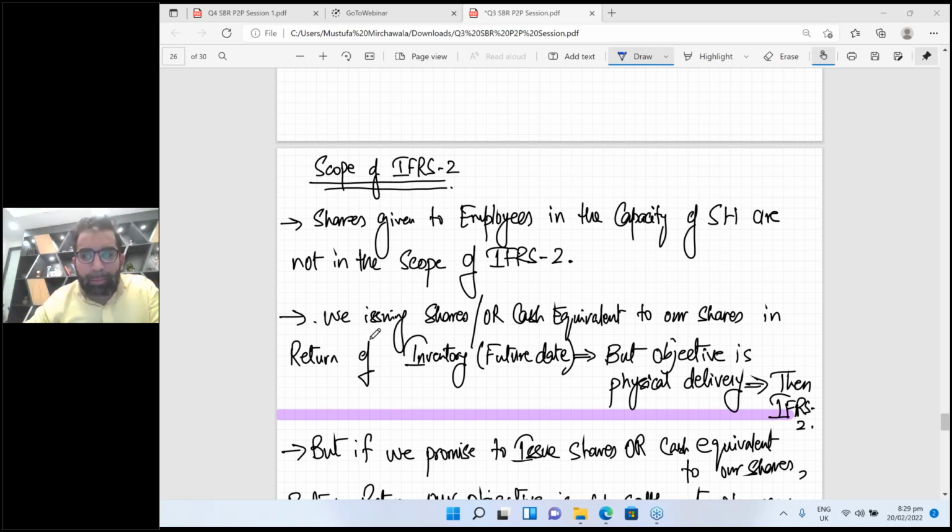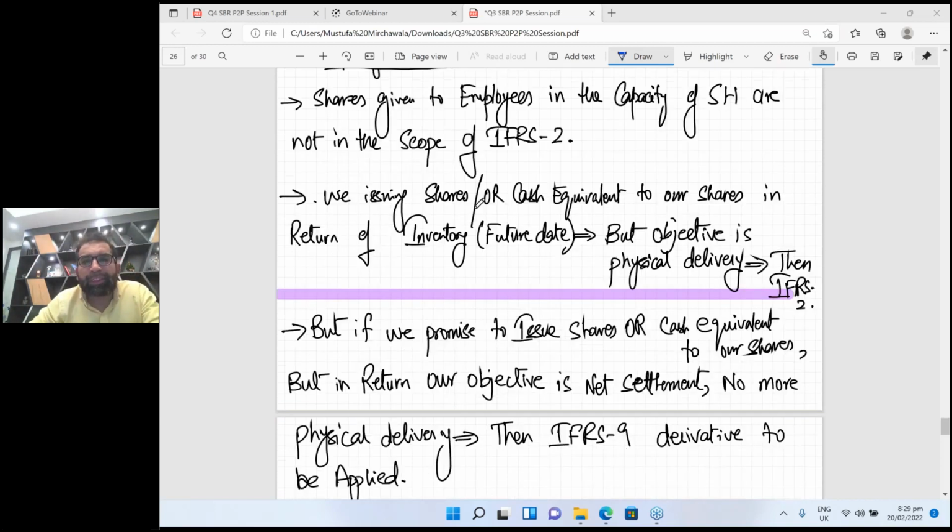Now, one more thing, listen. We are issuing shares or cash equivalent to our shares. IFRS 2 is not always equity settled. It may be cash settled. Students, make up your mind: IFRS 2 does not deal only with equity settled, but it also deals with cash settled. Now read the line. Shares or cash equivalent to our share price in return for inventory at a future date, but the objective is physical delivery. Read this word, objective is physical delivery, then this is pure IFRS 2.